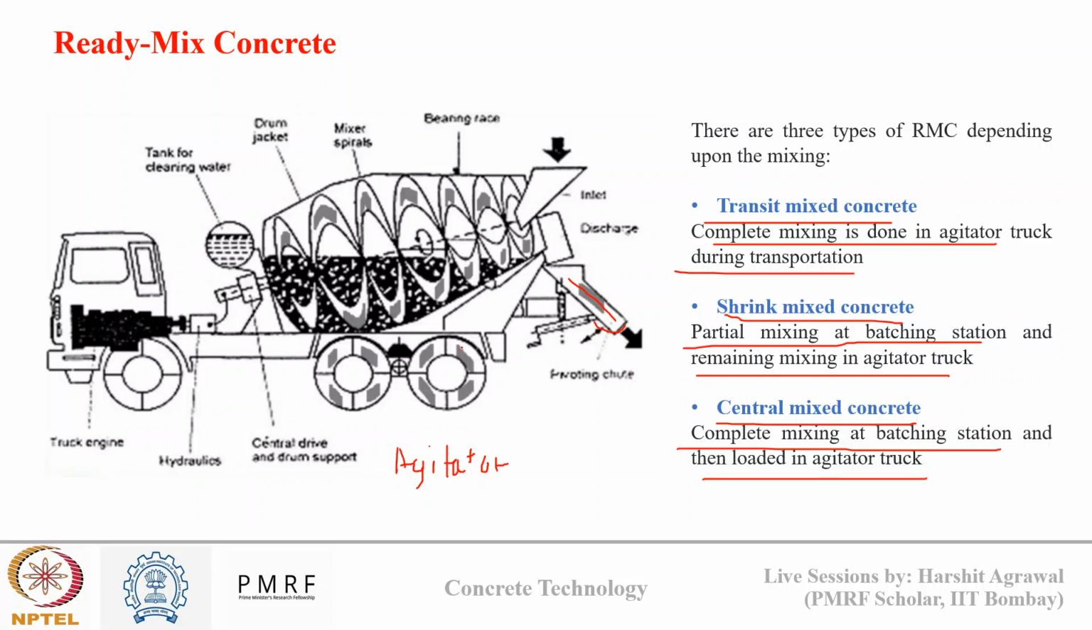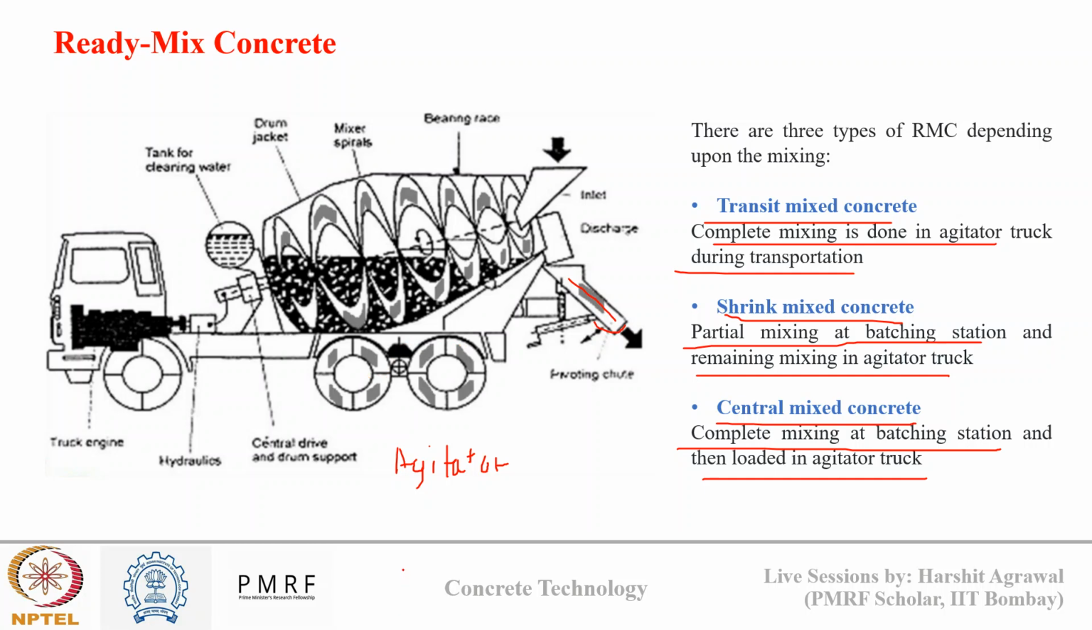Second, shrink mix. Why is it called shrink? Because partial mixing is done at the batching plant. Since partial mixing is done, the bulkiness of my concrete mix during transit will reduce, and that's why it is known as shrink mixed concrete. And this is commonly used for moderate distance transportation, for medium to large scale projects.